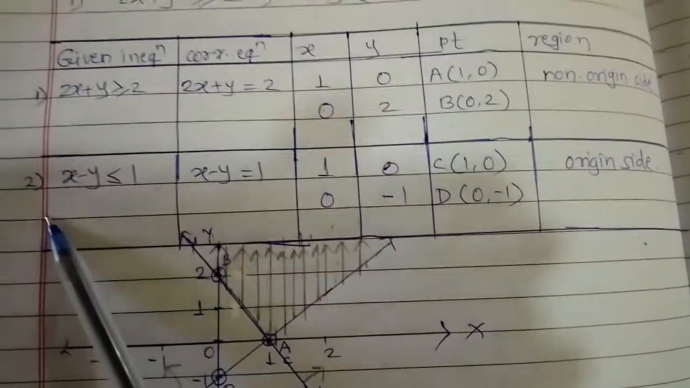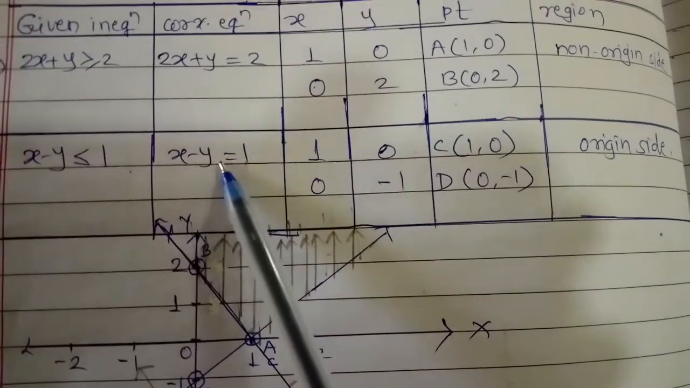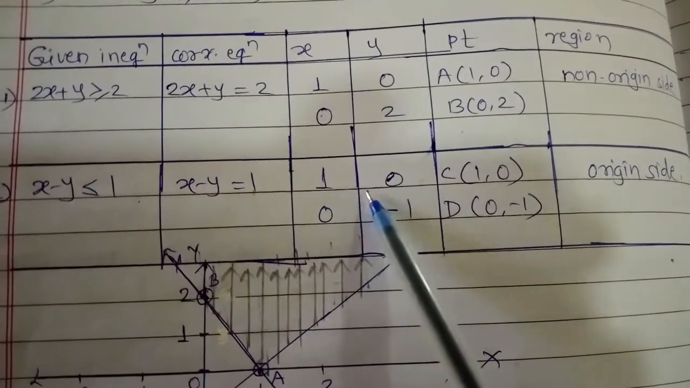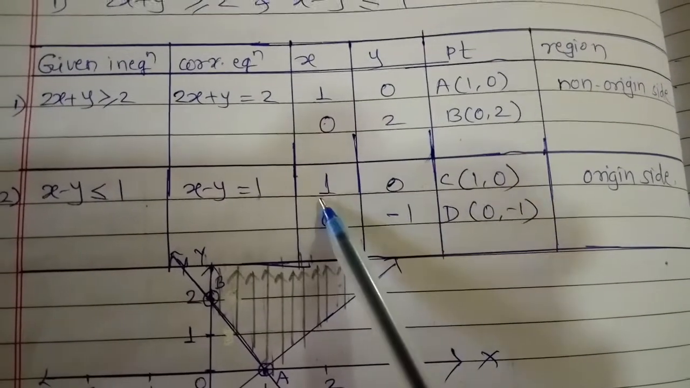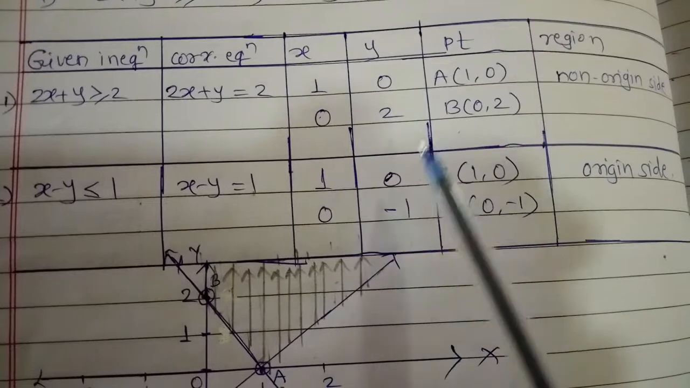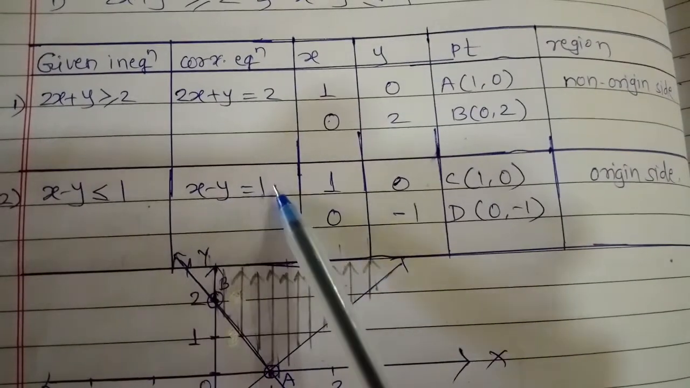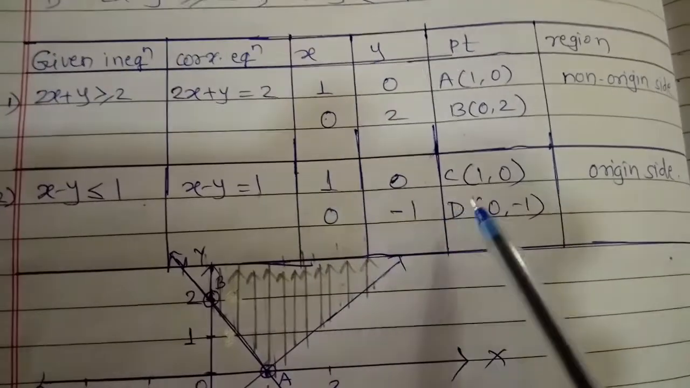And the second equation is x minus y is less than or equal to 1. The corresponding equation is x minus y equals 1. Here, to find the x-coordinate, put y equals 0, so we get x equals 1. To find the y-coordinate, put x equals 0, so we get minus y equals 1, so y equals minus 1.